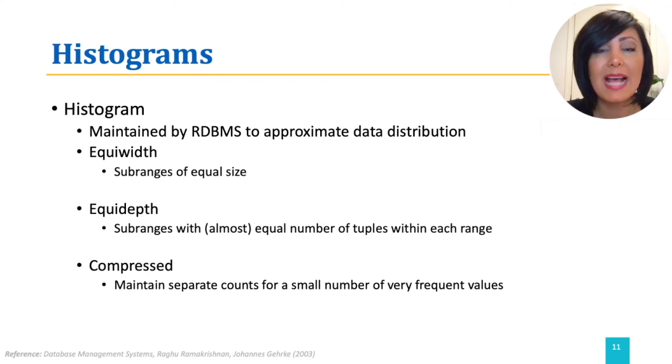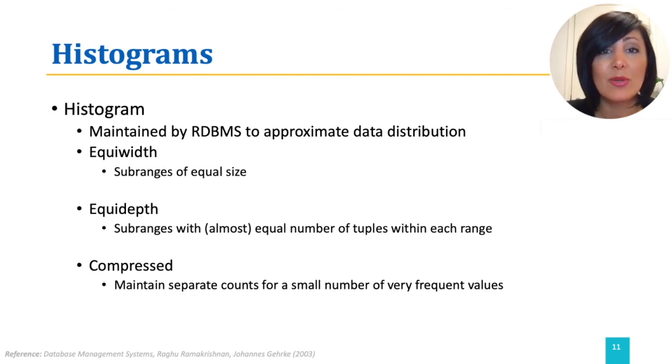A histogram, as we saw, can be an equi-width histogram. An equi-width histogram divides the range of values into equal-sized subranges. It can also be an equi-depth histogram. An equi-depth histogram adjusts the boundaries of the ranges such that each range has almost equal number of tuples within. Equi-depth histograms maintain better estimates than equi-width histograms and are more popular with database management systems because of the same reason.